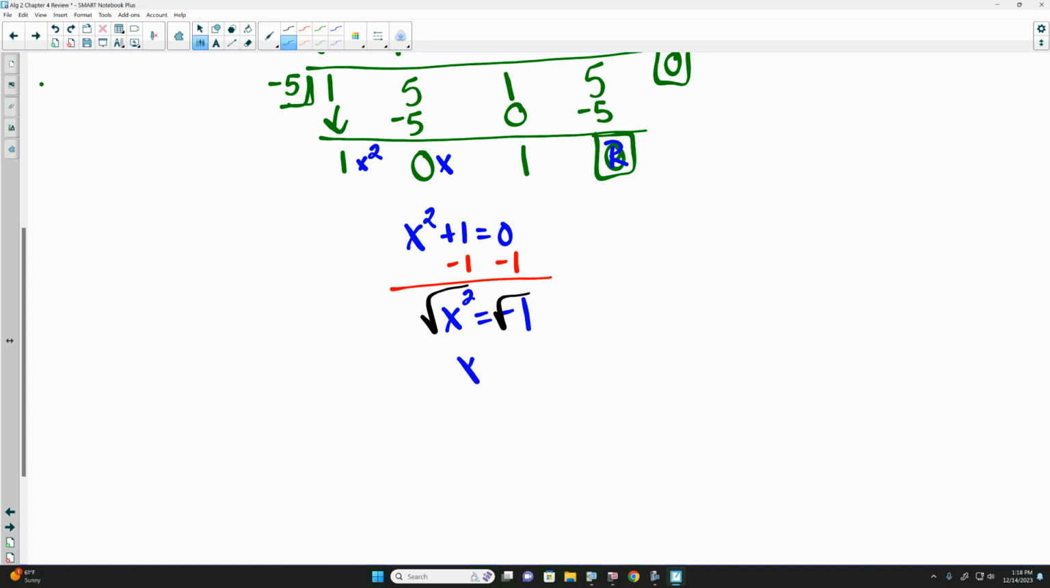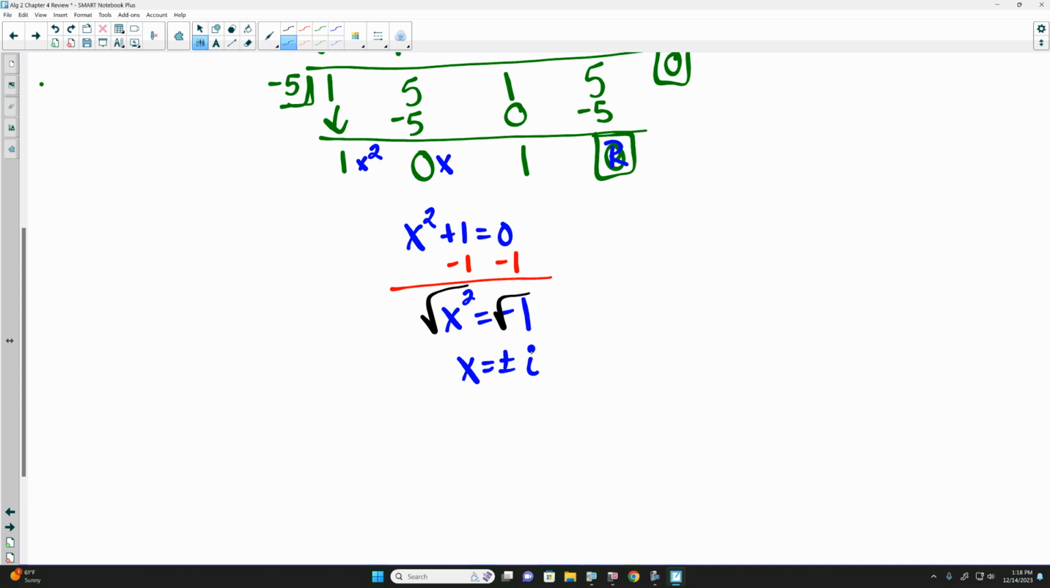The square root of x squared is x. Anytime we take the square root of both sides, we add the plus or minus. And we're going to take the square root of negative 1, which is 1i or just i, because the i is by definition the square root of negative 1. So the square root of negative 1 is i.